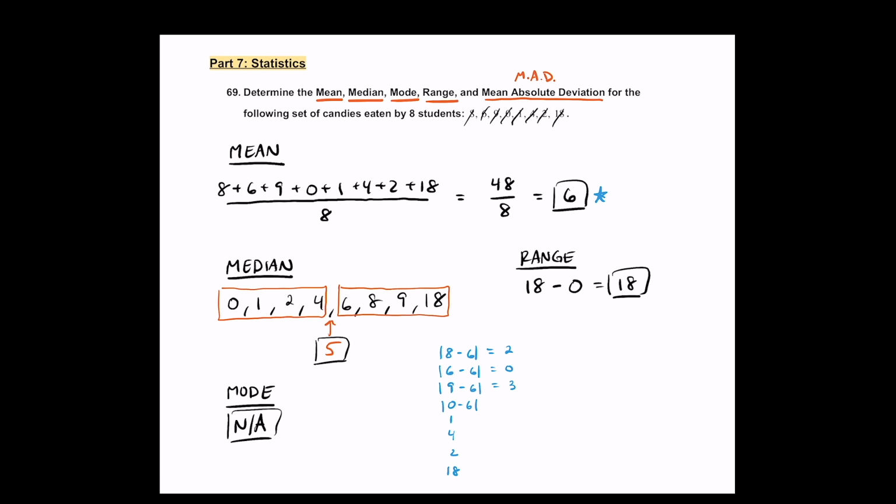0 minus 6, well, it's negative 6, but then the absolute value is positive 6. 1 minus 6 is going to be negative 5, but the absolute value makes it 5. 4 minus 6 is going to be negative 2, but the absolute value is positive 2. 2 minus 6 is going to be negative 4, but the absolute value is positive 4. And 18 minus 6 is going to be 12, and the absolute value of that is 12. So these right here are called the absolute deviations. This is where the A and the D come from for the mean absolute deviation. And we just now have to take all of these numbers and average them.